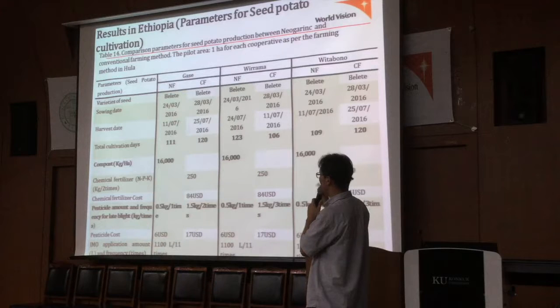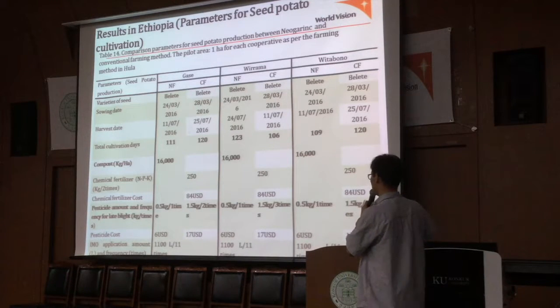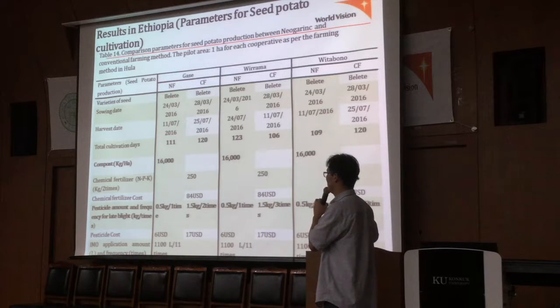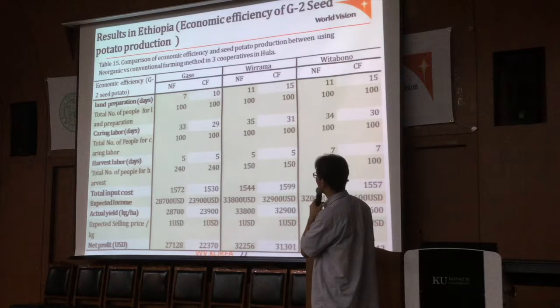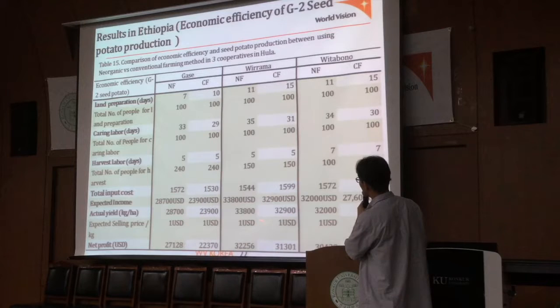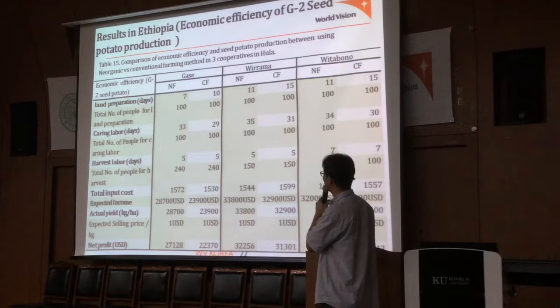They are applying the IMO, and also the FPJ and some other natural solutions through the whole cultivation time. So totally 11 times they applied the natural solutions. And there are also labor days like this, the curing labor days like this, and the harvest, the total input, and the actual yield is like this. So net profit is like this, there are big differences between the NF and the CF. All 3 cooperatives show the same result.